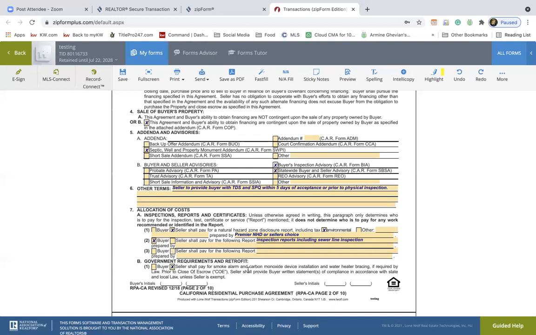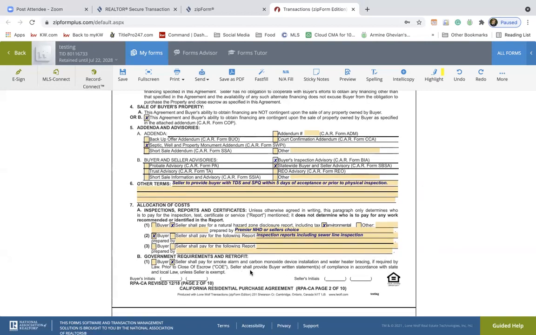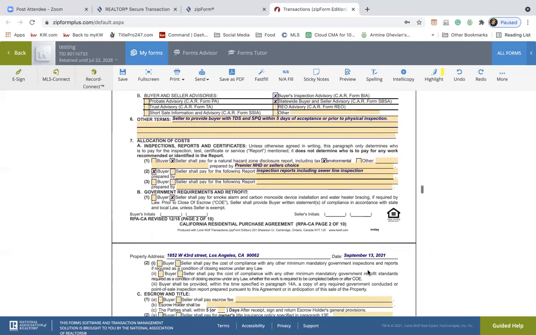Seller shall pay for smoke alarm and carbon monoxide device installation and water heater bracing if required by law. Well, it is required, so seller will have to do it. Seller shall provide buyer written statement of compliance in accordance with state and local law unless seller is exempt. Now, I had an offer come in on one of the listings that buyer said, oh, I'm okay. Buyer removes the retrofitting and compliance to be done by the seller.